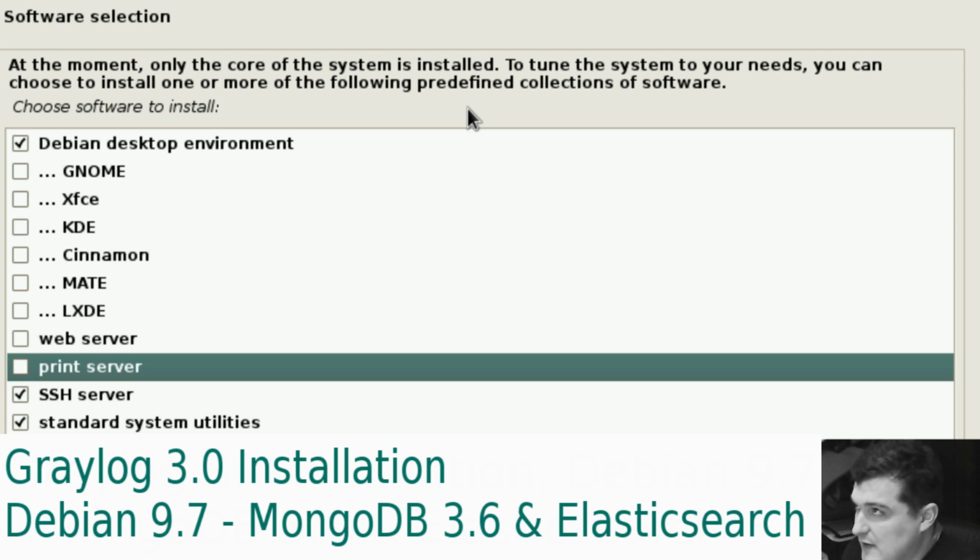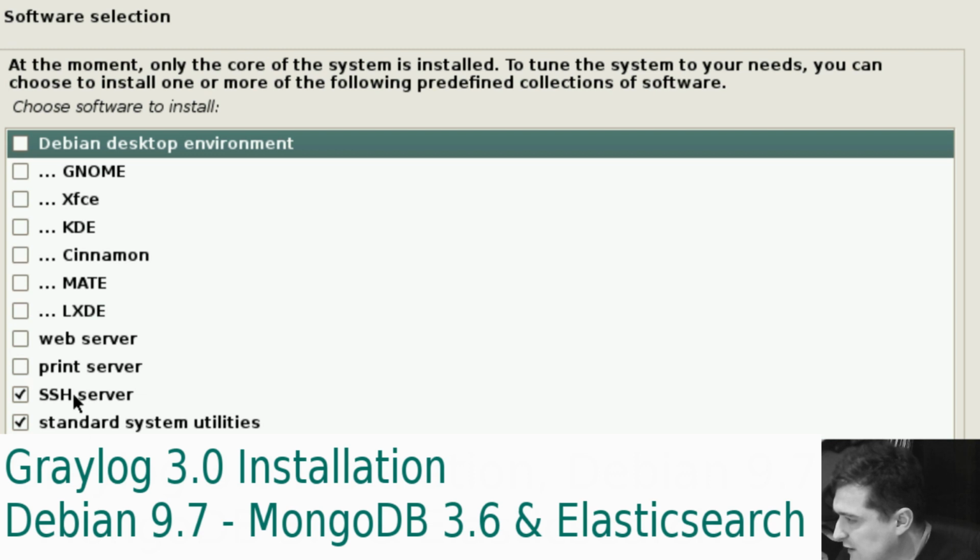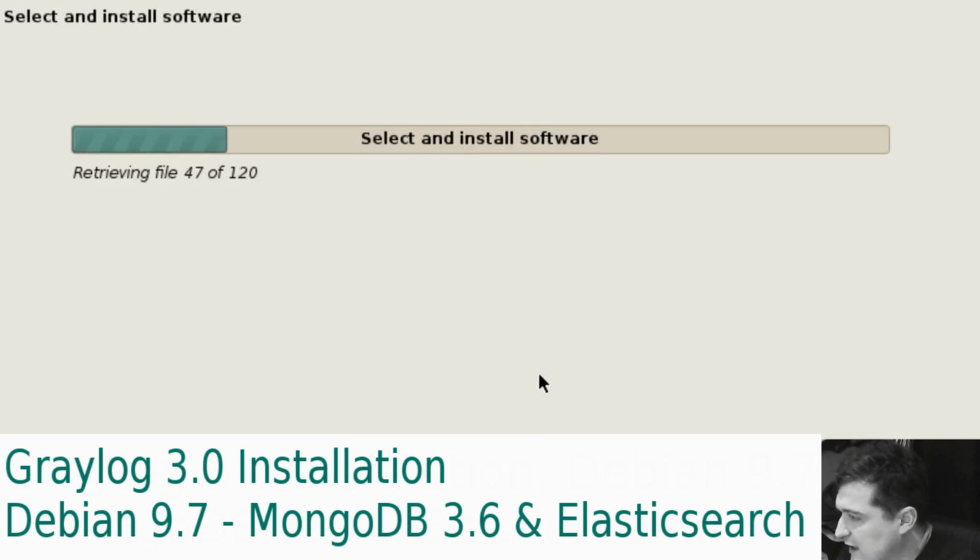If you don't give it more than 4 gig of RAM, Elasticsearch and Java can't run properly. I think you just get an error page that comes up. I've encountered that in the past. So when you get to this stage, the software selection, what we're going to select is a desktop environment unticked. We just want an SSH server, standard system utilities. So we'll just hit continue on that, and Debian will be installed.